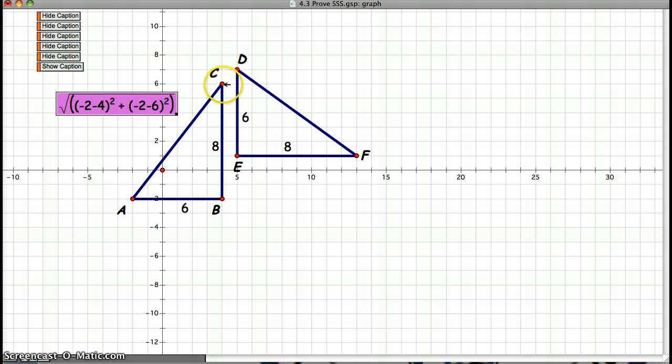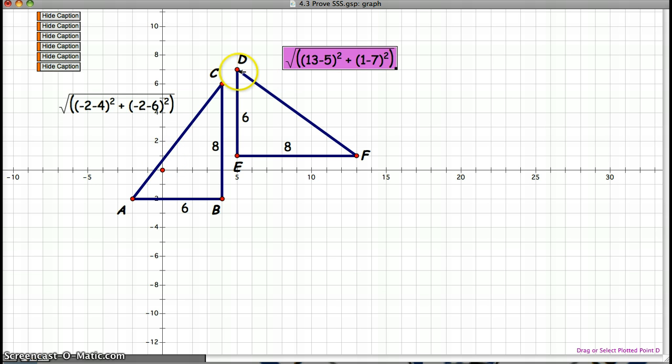If I use the distance formula to find the distance here between C and A, that'll tell me the length as well. And then I can use the distance formula over here to find the distance between D and F. And if we look closely, negative 2 minus 4 is negative 6 squared. Okay? Up here, we have 1 minus 7, which is negative 6 squared. So that's 36, and this is 36. Here we have negative 2 minus 6, which is negative 8 squared, which is 64. Here we have 13 minus 8, which is 8 squared, which is 64.